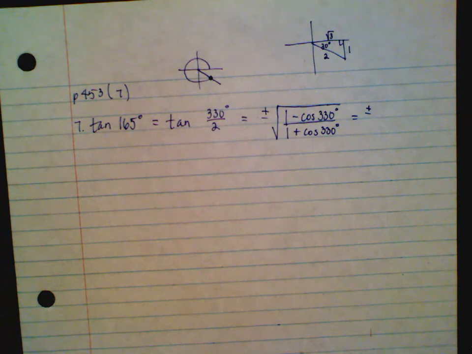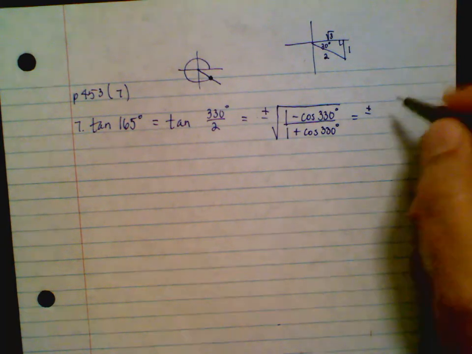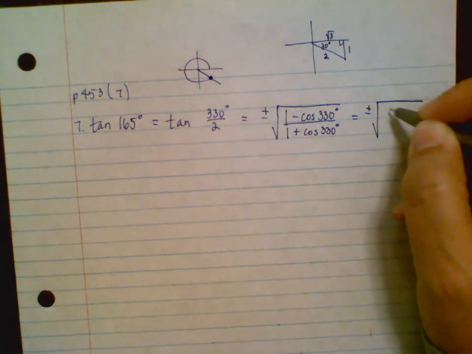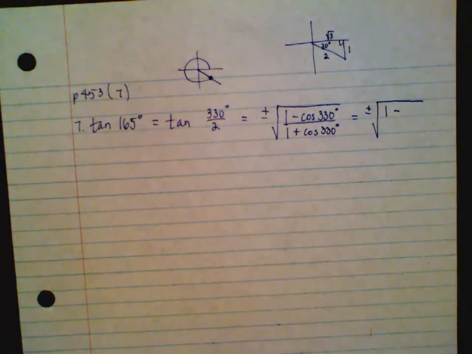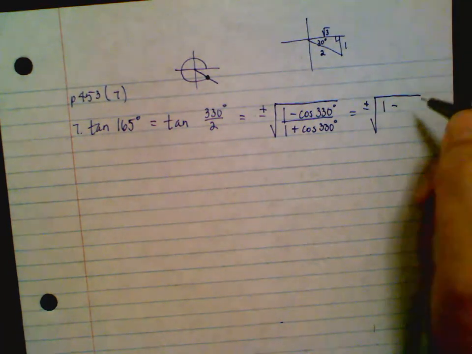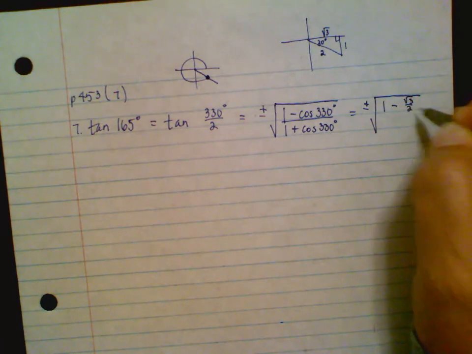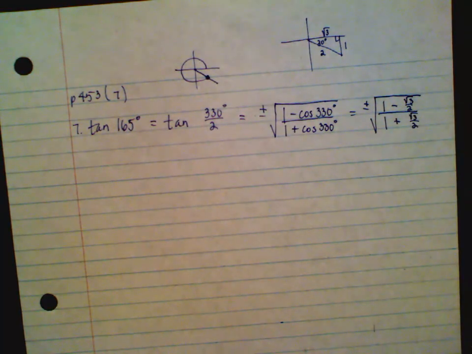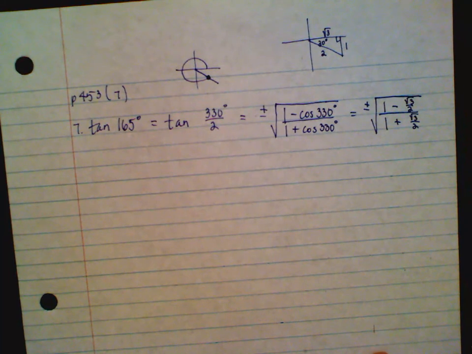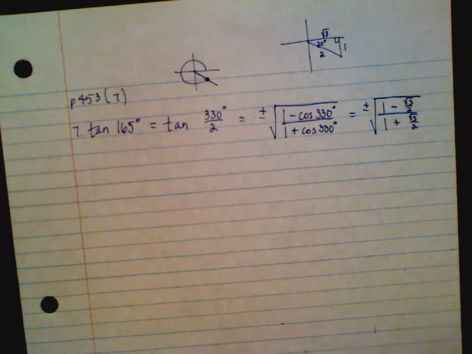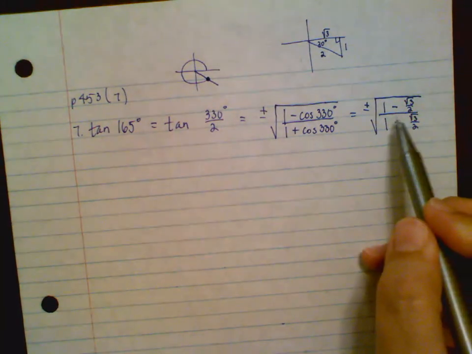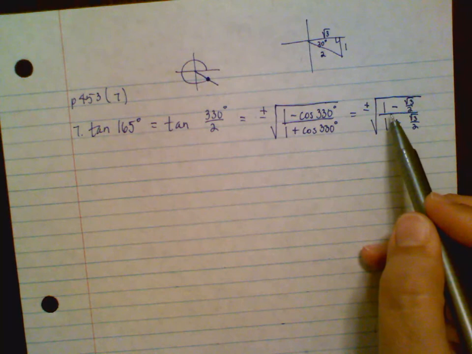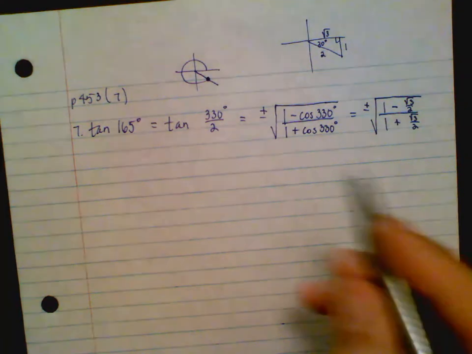So when I look at this problem, this will be 1 minus the square root of 3 divided by 2, divided by 1 plus the square root of 3 divided by 2. Oh my gosh, this already looks a little crazy and I'm a little nervous. You can't see it because I'm not on video. I'm going to go ahead and split this up.